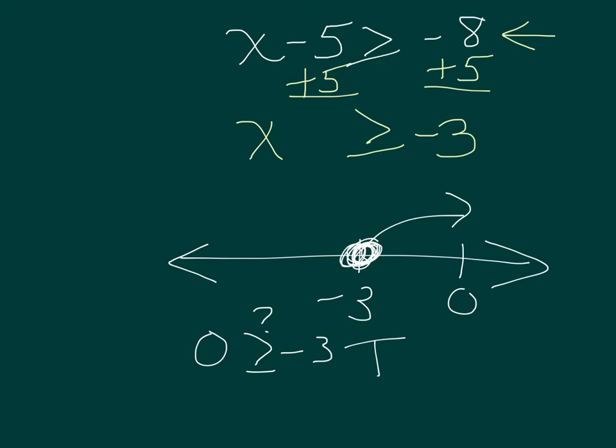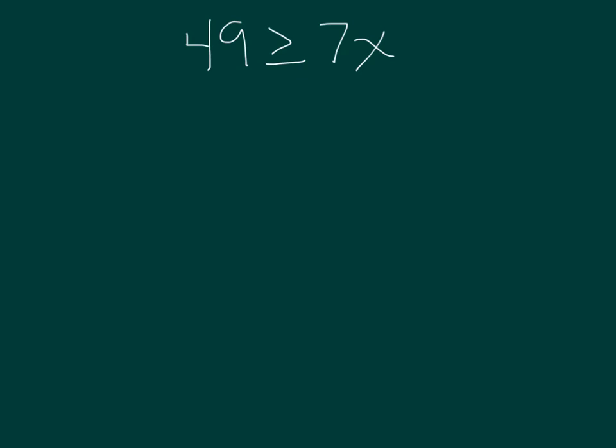Now let's move on to multiplication and division, which of course has our little wrinkle, which we're always pleased to have. All right, let's take a look at one where we're going to use division. So we have 49 is greater than or equal to 7x. Now, just like equalities, we need to isolate x, so we are going to divide both sides by 7. So let's go ahead and do that.